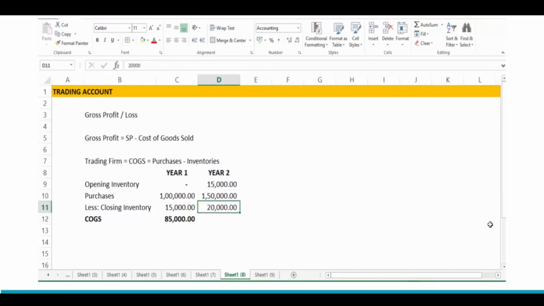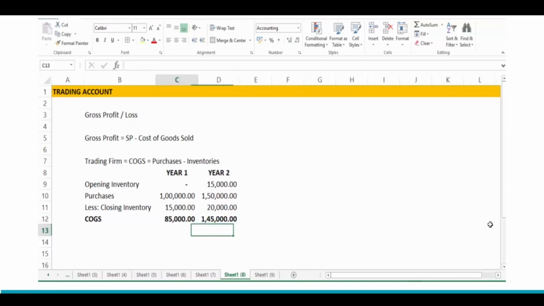So what is the cost of goods sold? It is simple: opening inventory of 15,000 plus 1,50,000 minus 20,000, so it is 1,45,000. This is how we find out cost of goods sold. Now if I give you some more information, like your sales, then it would be easy for us to find out the gross profit.